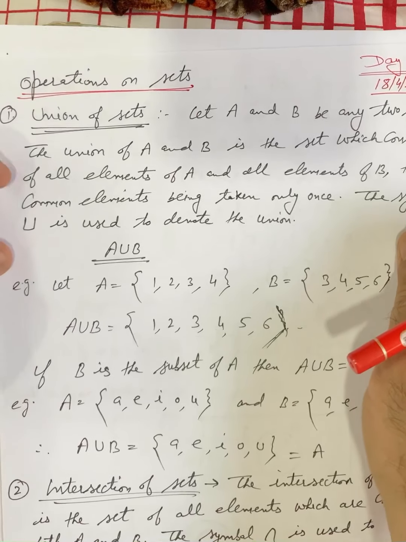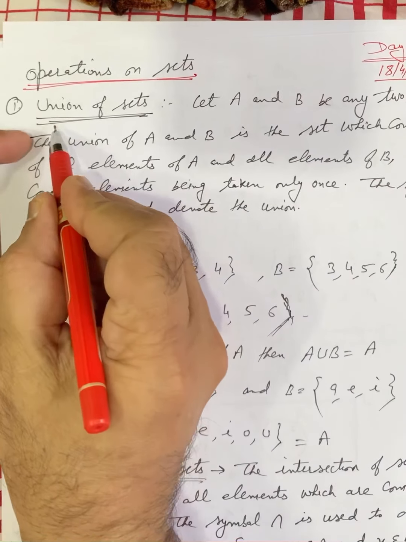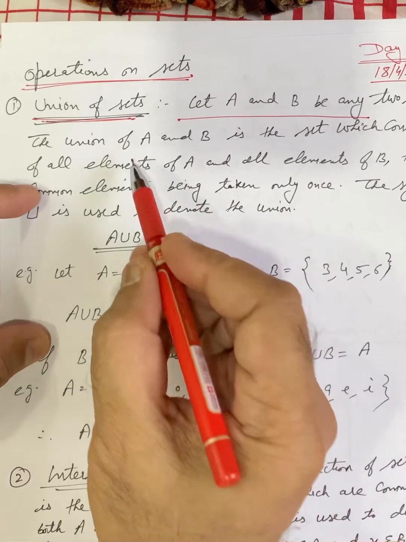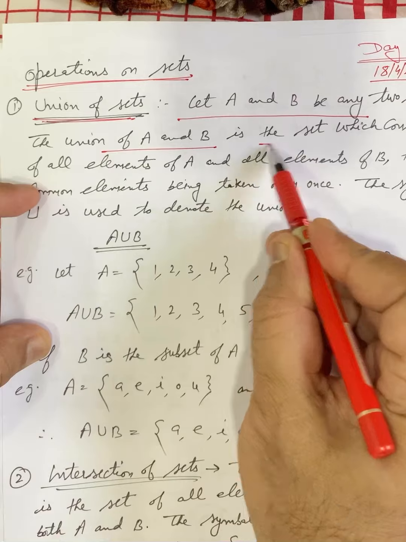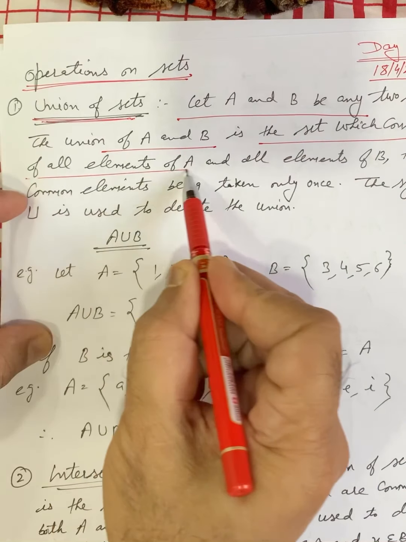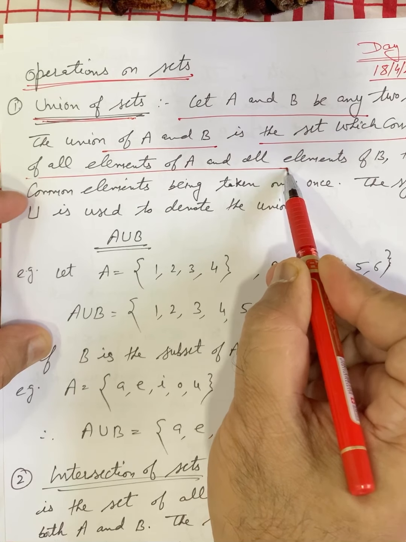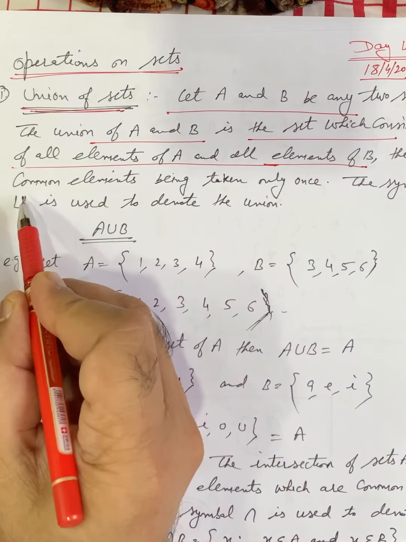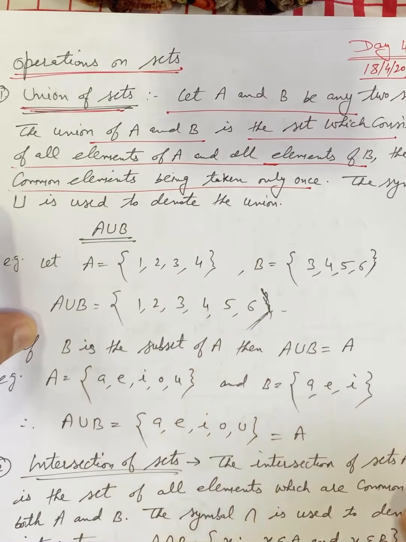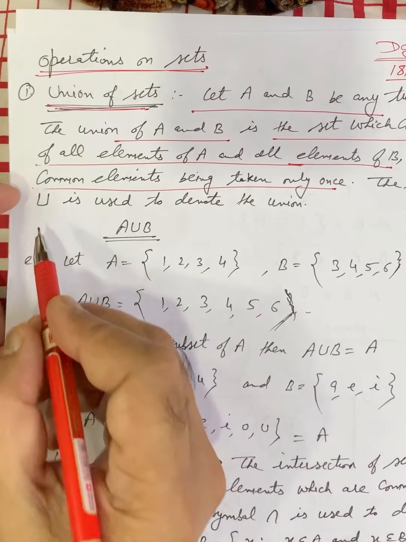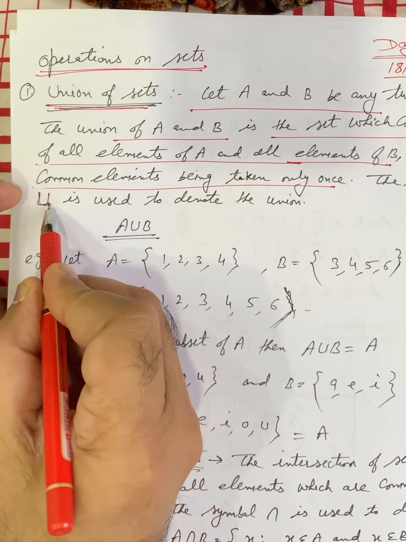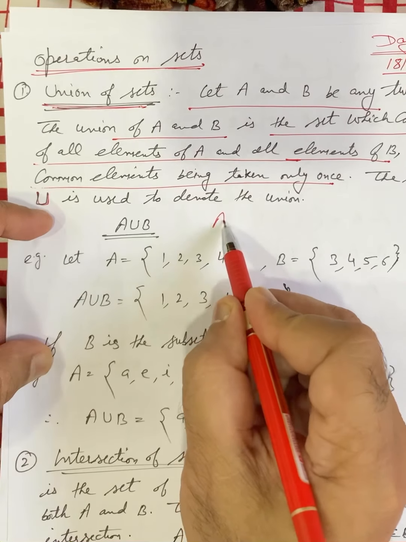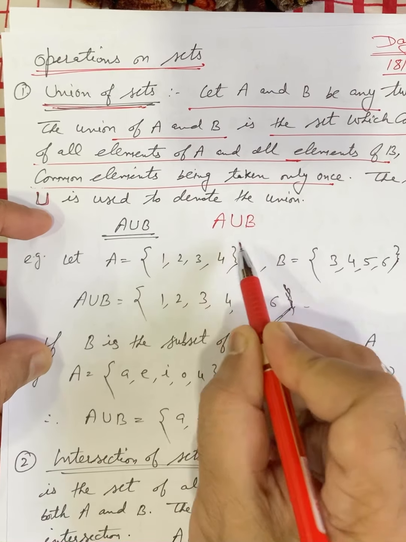Union of the sets. The first operation is union. The name itself makes it clear: union of the sets. Let A and B be any two sets. Then the union of A and B is the set which consists of all the elements of A and all elements of B, the common elements being taken once. The symbol for the union of the sets is ∪. And the union of the two sets A and B will be represented by A ∪ B.